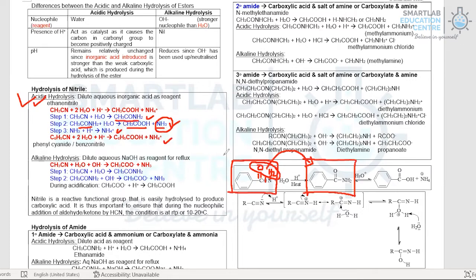In the case of alkaline hydrolysis, the same thing still occurs. You add the water first to produce your primary amide. The primary amide undertakes hydrolysis to produce your carboxylate and your ammonia. It is carboxylate, since the carboxylic acid that's produced is neutralized by the OH minus in the alkaline medium.